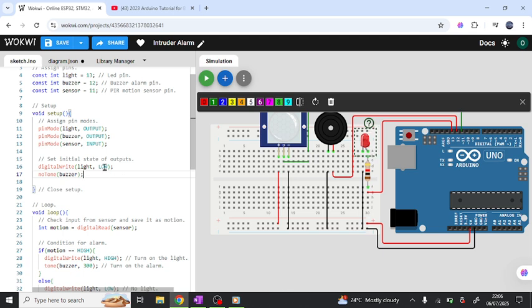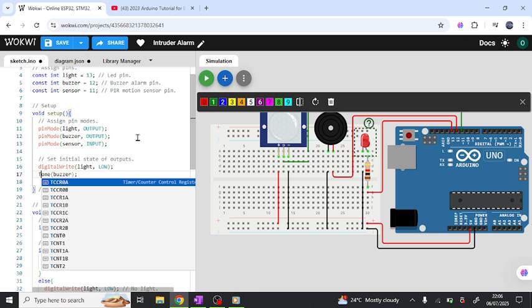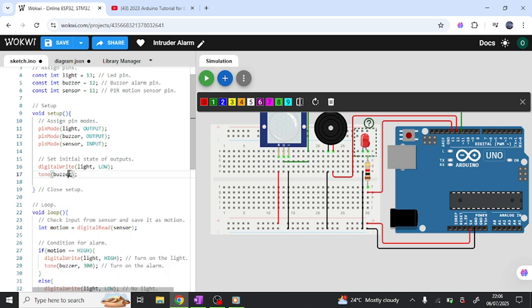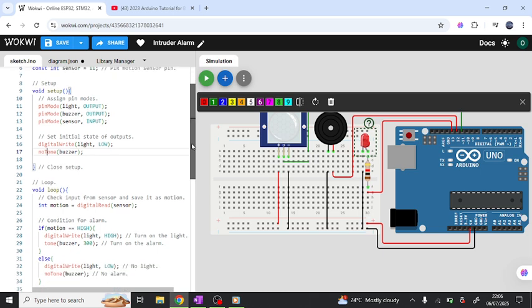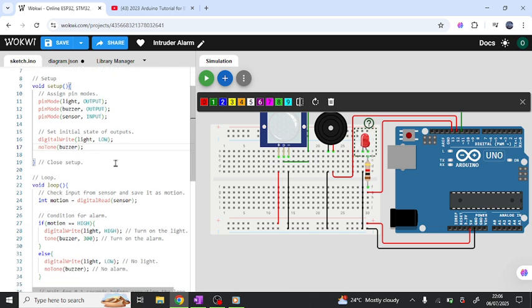So we just say, for now, since you have not received anything from the sensor, it should be what? Low. The same to the buzzer. No tone. If we say tone, it will ring from the start, and we don't want that. For a start, there should be nothing unless there is motion, somebody moves, and it detects the intruder. So we'll close the setup. This is the setup part.